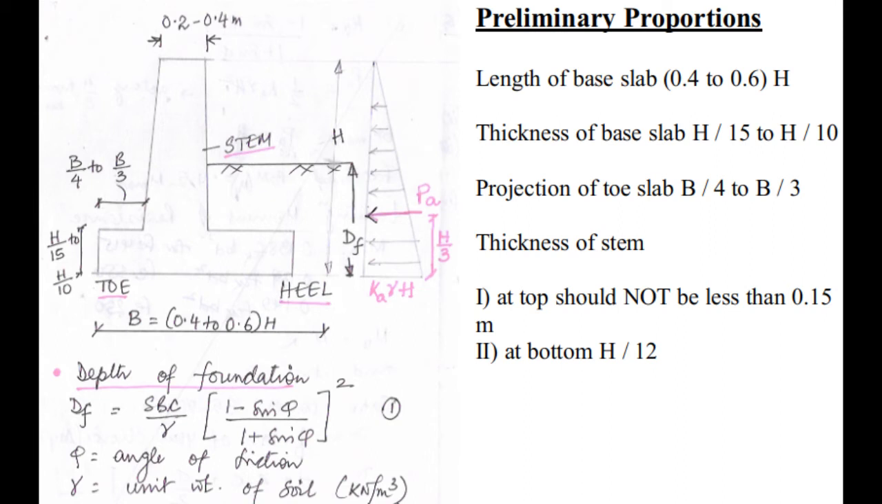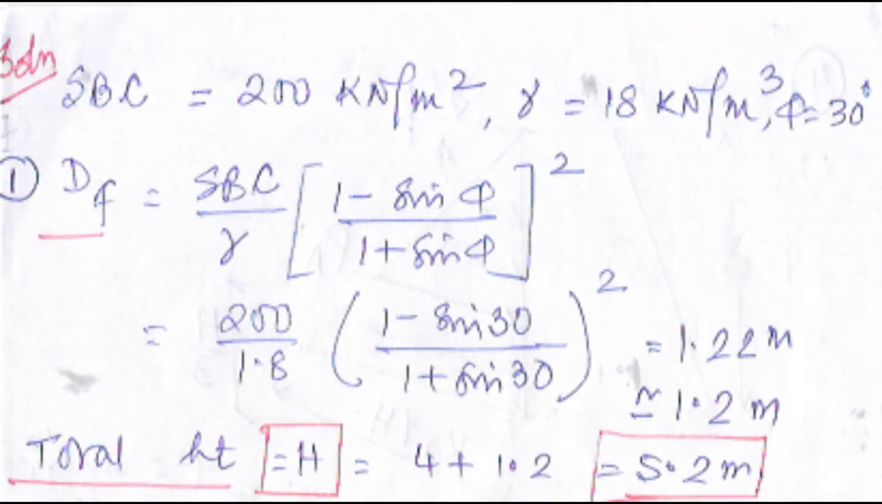Now we will solve the given question. So first given data is SBC is given as 200 kN per meter square, gamma, that is unit weight of soil, is given as 18 kN per meter cube, and phi is given as the 30 degree. So these are the given data. Now we start with the basic formula, depth of foundation. Depth of foundation is equal to df equal to SBC by gamma into 1 minus sin phi divided by 1 plus sin phi whole square. SBC value 200, gamma is 1.8, phi is 30. So if you calculate, it comes out to be 1.22 meter. So you can approximate it as 1.2 meter.